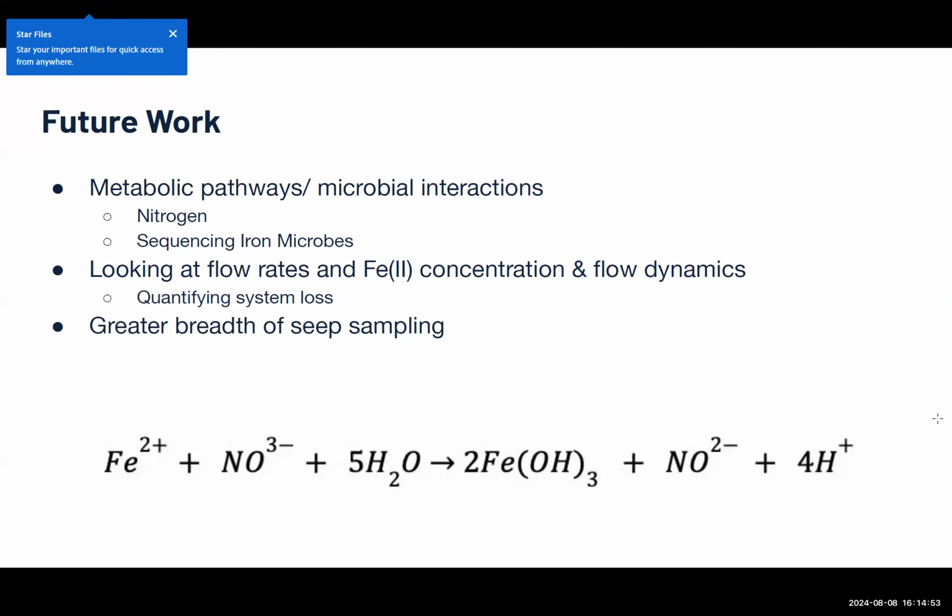Also, looking at different flow rates and iron concentrations would allow you to do a mass energy balance of the system and see whether it's an iron sink or an iron source, and quantify the system loss. Also, taking a greater breadth of our seeps would be really exciting because we tried to do diverse depths of seeps, but not necessarily diverse activity.